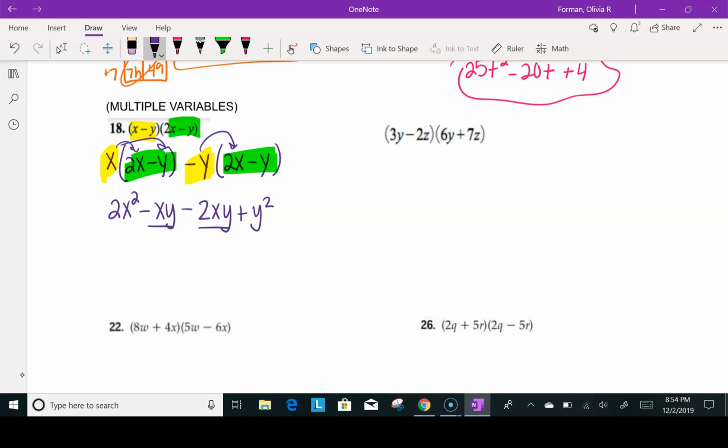Now you do still have these terms that are combining in the middle. It's xy. So 2x squared, we have negative 1xy minus 2 more xy's. We would be at negative 3 xy's. And then we have that plus y squared.